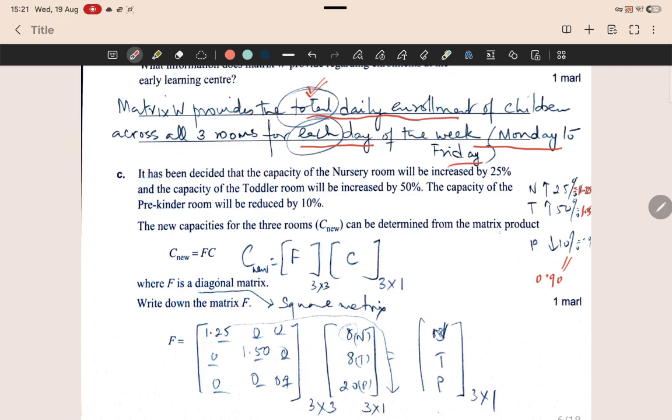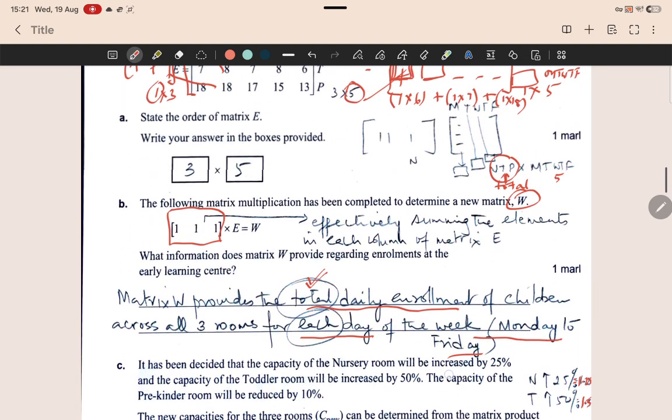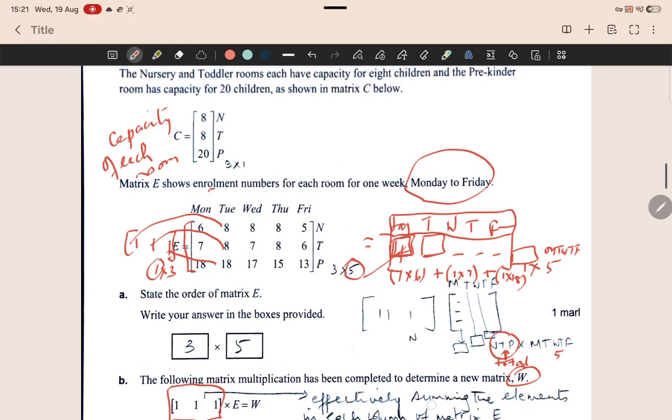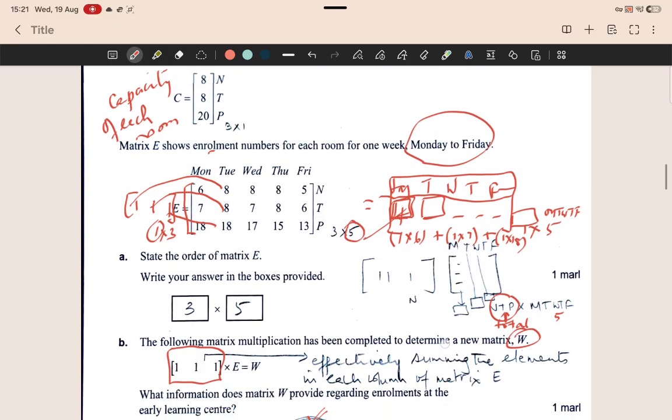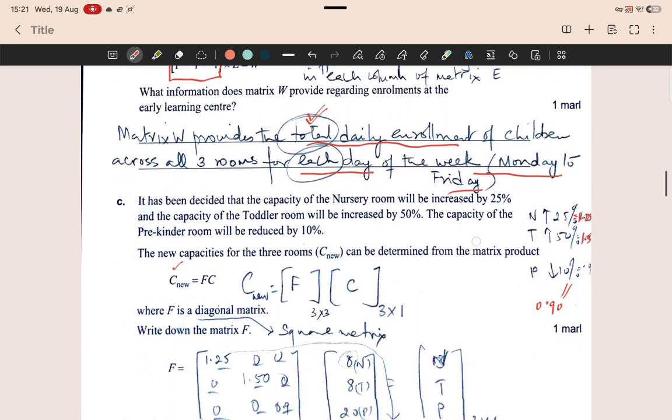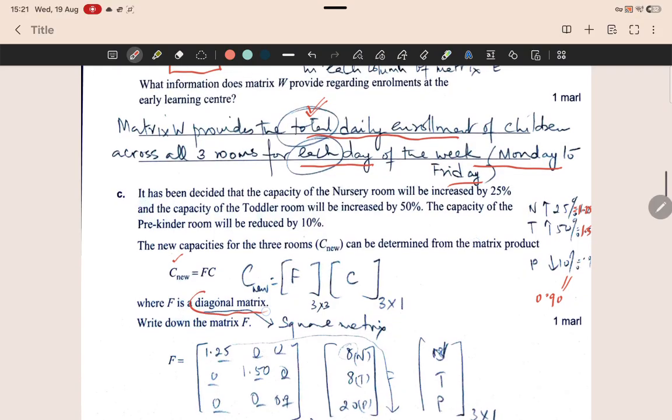The new capacities can then be determined by the matrix product. The new capacity is equal to F times the C matrix. So here we can see that the C matrix is the initial capacity in each of the rooms. And if you have to multiply a diagonal matrix, very important, this question is very popular, by the C matrix, which will help you either increase or decrease as mentioned, you have to come up with a matrix that will give the new capacity in each of the classes.